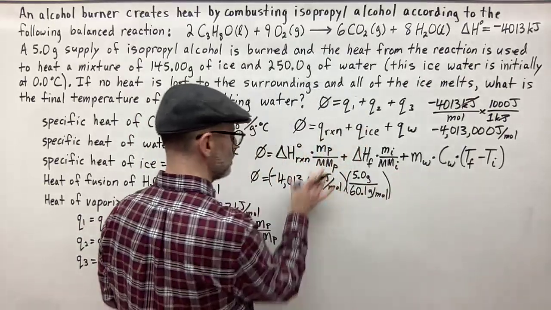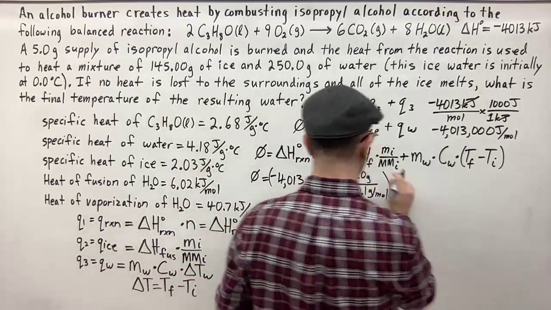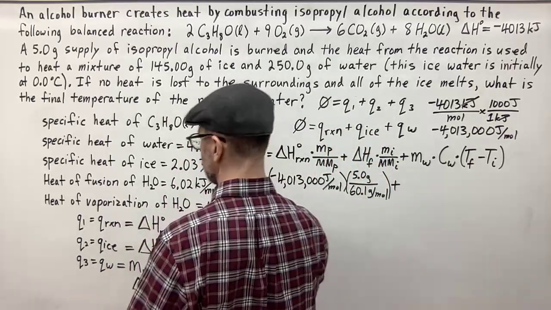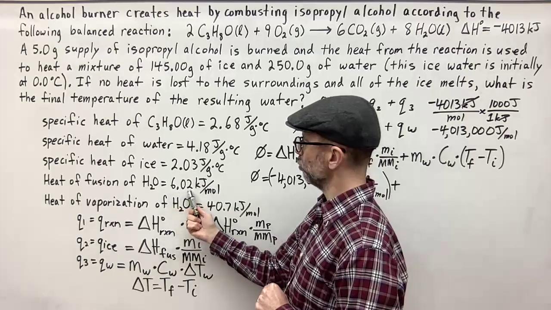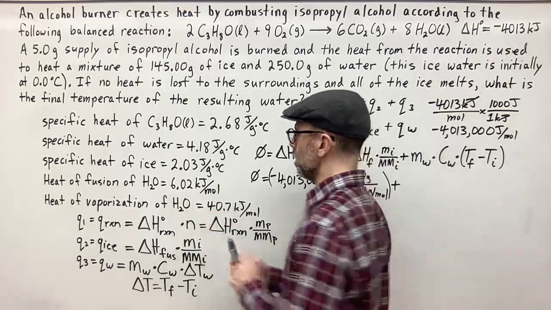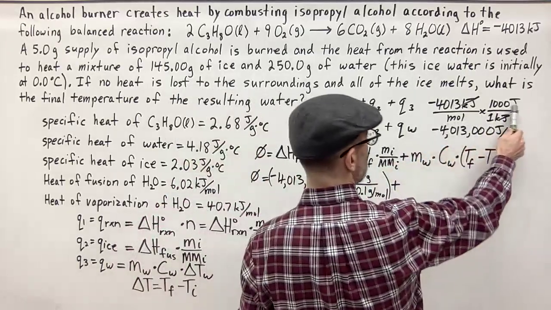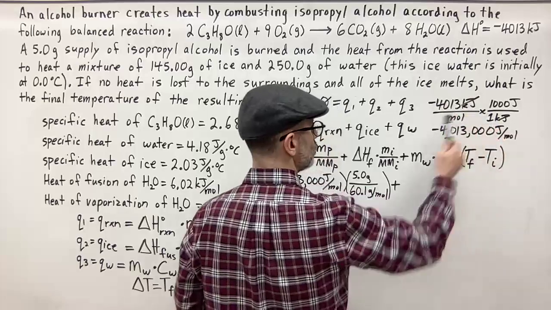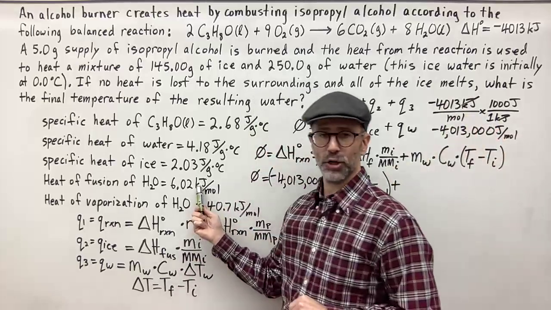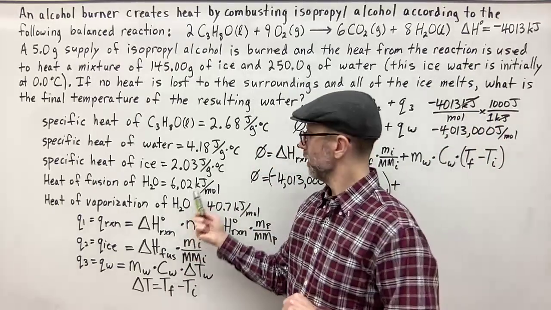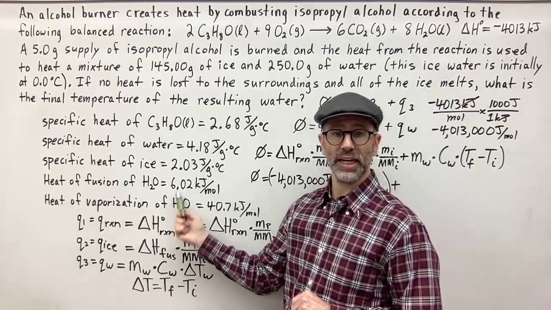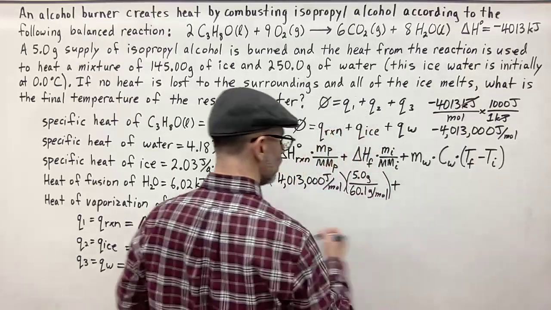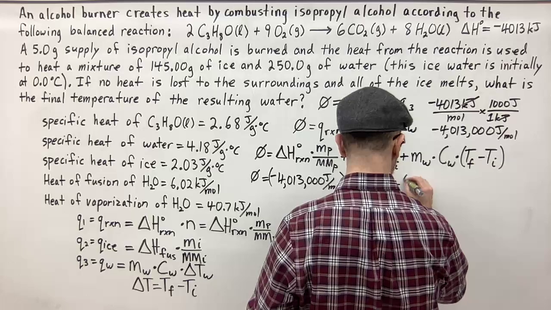Okay, so I've got this part. Now I'm going to add this part. So the heat of fusion, again, is 6.02 kilojoules per mole. So same thing here. I had to multiply by 1,000 to get it to joules. So I'm going to convert that by multiplying by 1,000. That's going to give me 6,020 joules per mole. So I'm going to put that here.